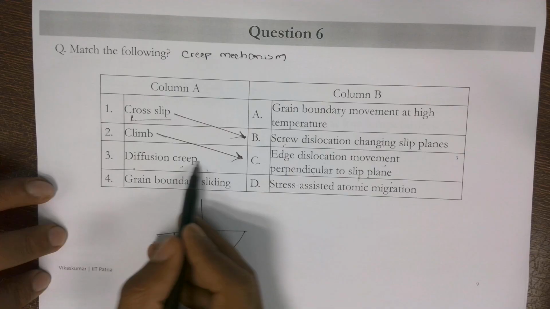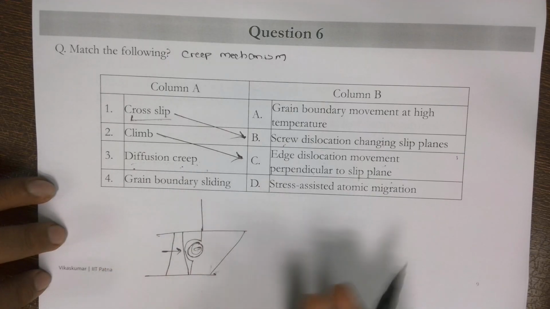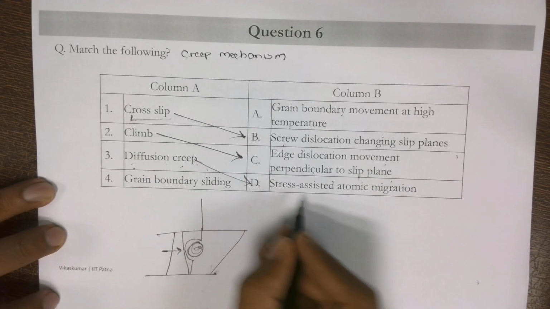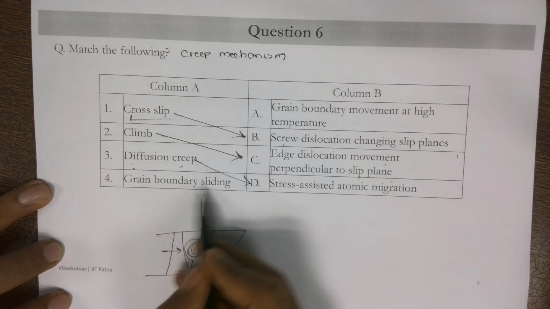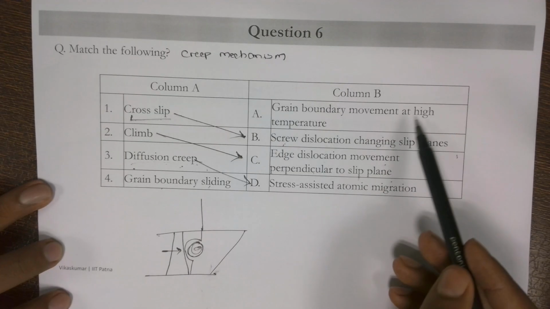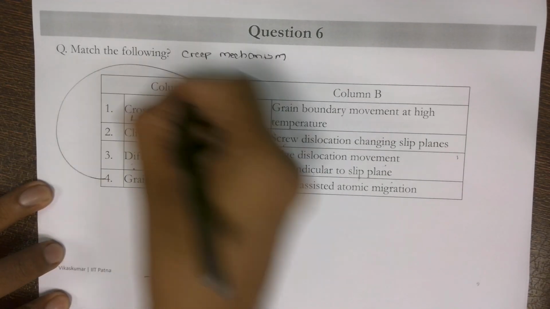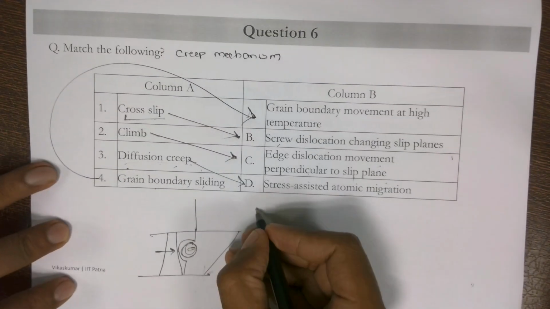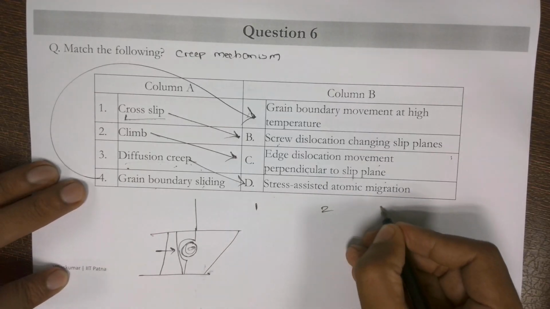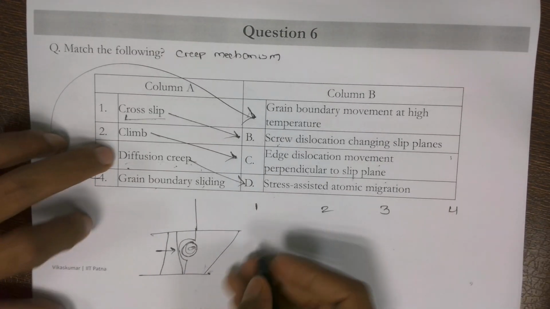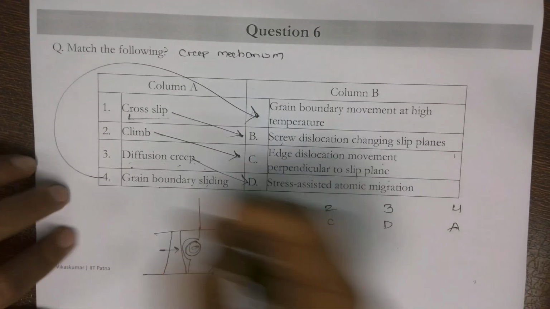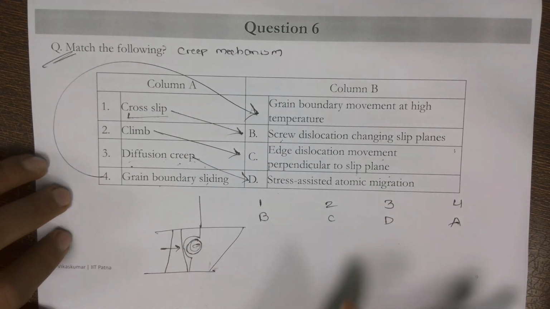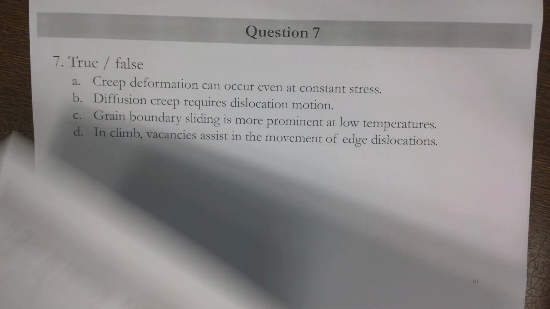Diffusion creep, we discussed today. Very good, option D, stress assisted atomic migration. The last one, grain boundary sliding, is a grain boundary movement at high temperature, option A. Let me write the answer: 1, 2, 3, 4. Here the answer is B, C, D, and A. With that, we have solved question number 6. Let's go to the next question, question number 7.